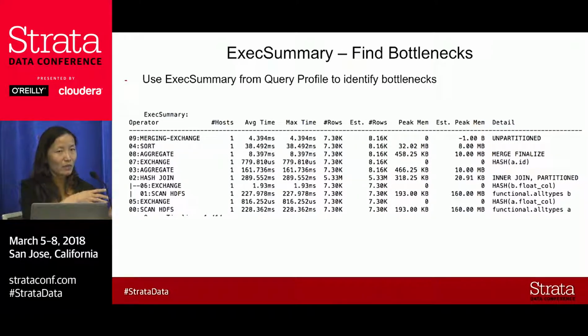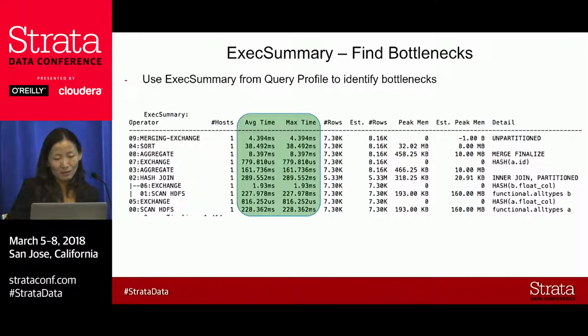This one, can you guys read it, or do you still need to zoom in? So as mentioned before, from the execution summary, you can easily find what's the bottleneck. Which operator is the slowest one? For this one, it's probably not a very big difference, but you can see that the ID2 hash join here is the one that takes the longest time.